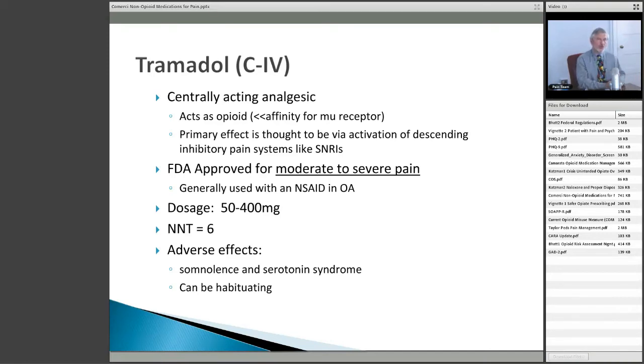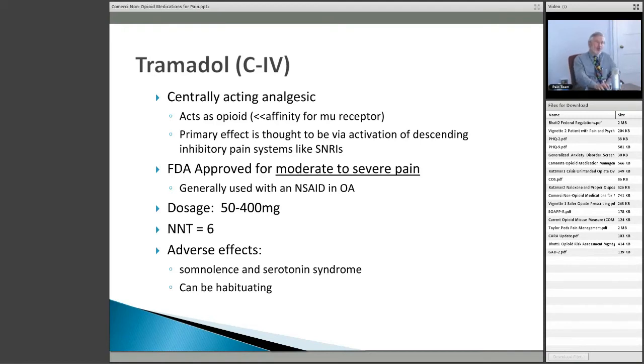Of course, we always start with acetaminophen. Dosage 50 to 400. I find I rarely go above 300. I just don't find much more of an effect after 300. Number needed to treat 6 patients. Not like some of our other drugs. You've got to treat 6 patients for 1 patient to benefit.